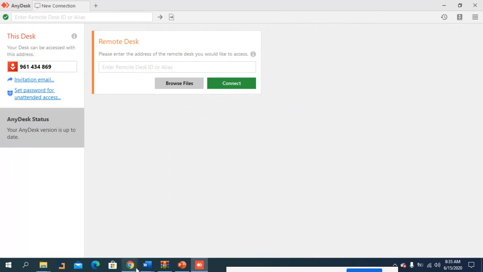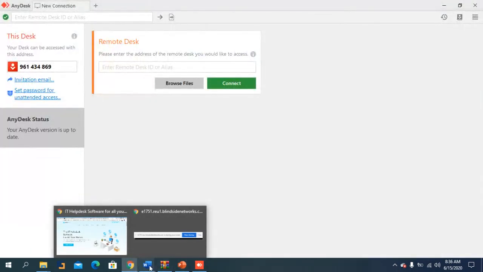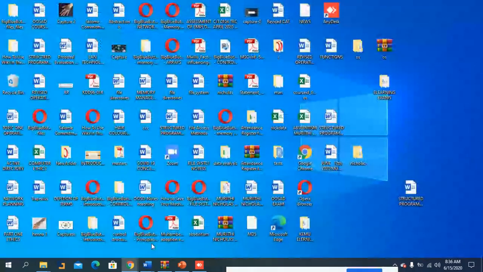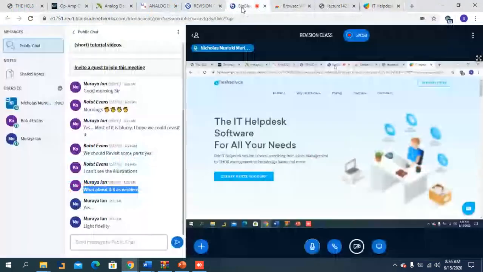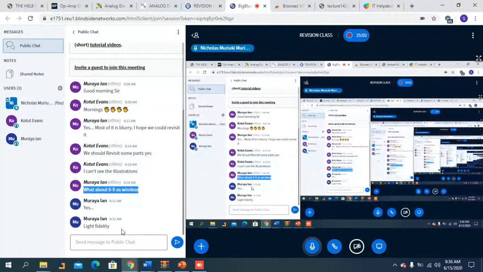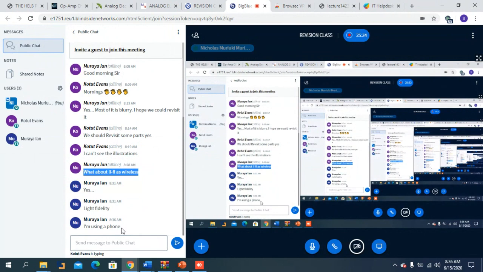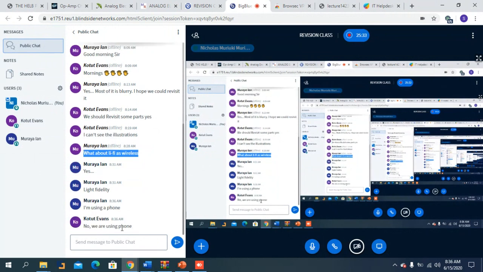So maybe who is using a computer here? Is there anybody who is using a computer or a laptop? So anybody who is using a laptop here, I don't want to use the one who is using a phone. Evans and Ian, what are you using? Okay, you're using a phone? Okay, don't worry. Next time we'll look at how we can use a phone. I don't want to use your phone at this time because we'll interrupt our class.